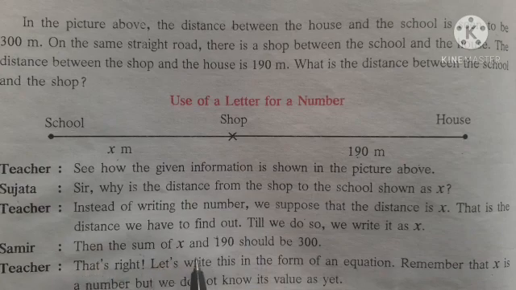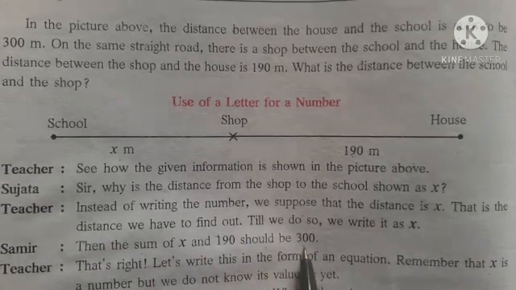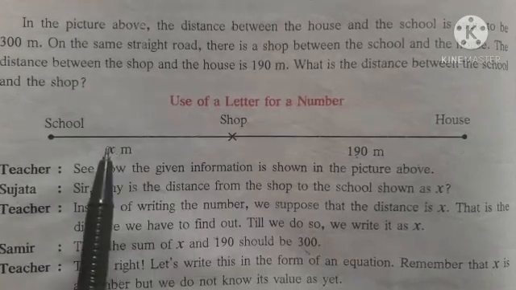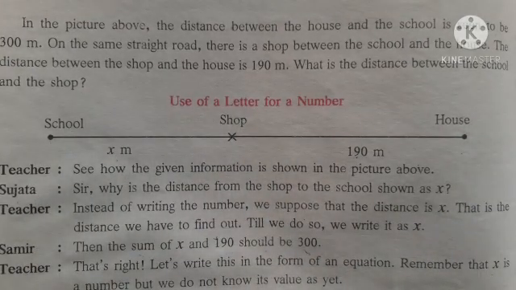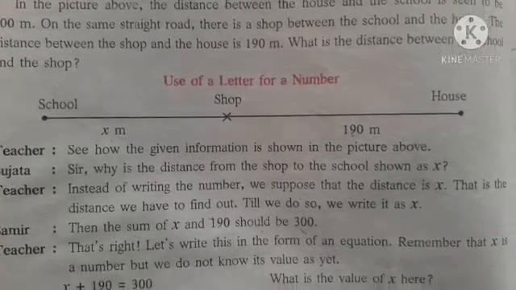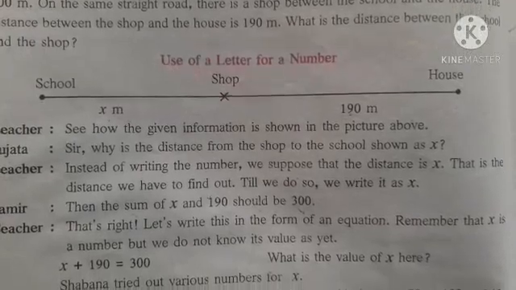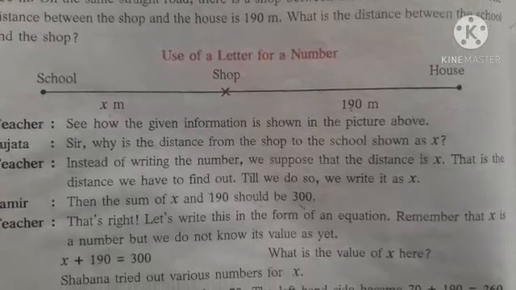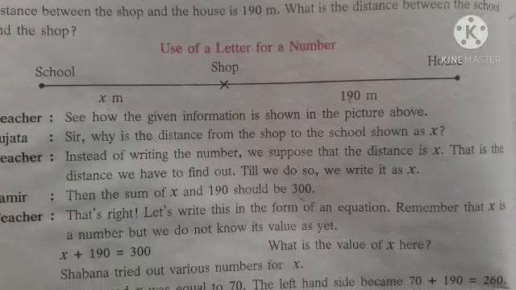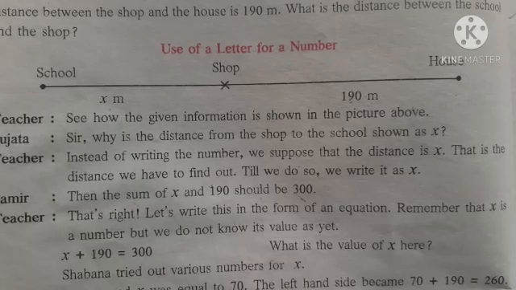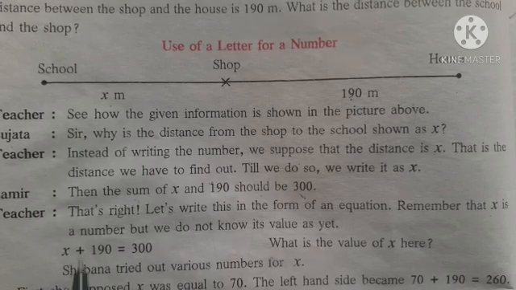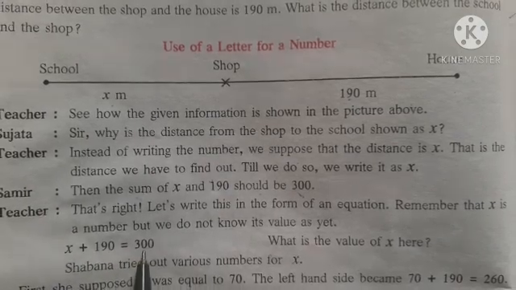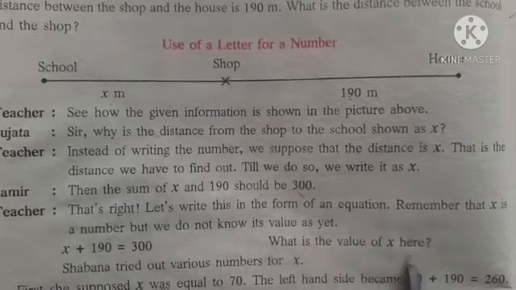Sami: Then the sum of x and 190 should be 300. Yes, the sum of x and 190 should be the full distance, that is 300. Teacher: That's right. Let's write this in the form of an equation. Remember that x is a number, but we do not know its value yet. Now here, see, x plus 190 equals 300. Now what is the value of x here?